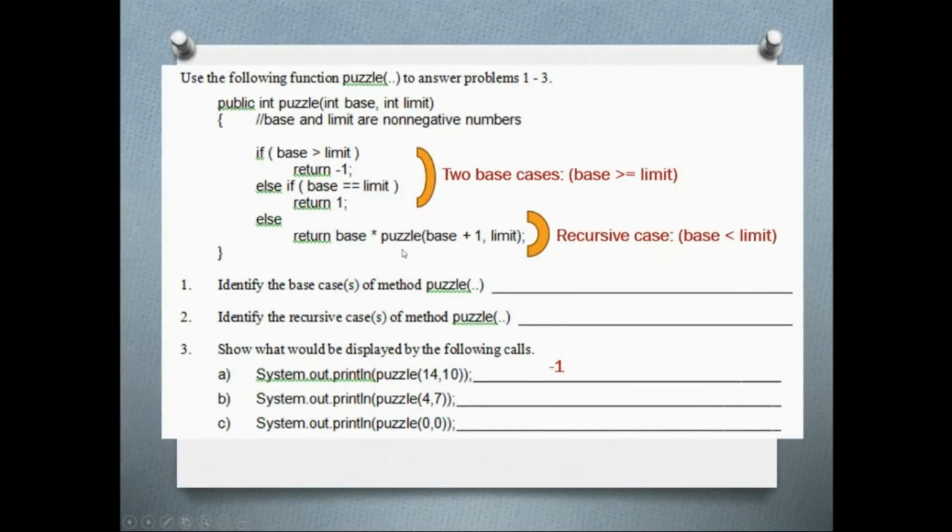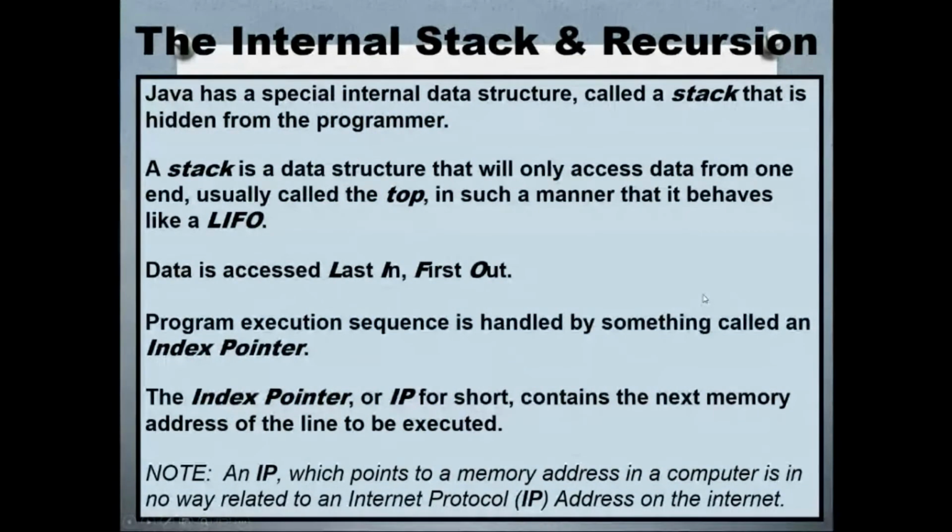Then 5 times puzzle 6, 7. Then 6 times puzzle 7, 7. 7, 7 is 1. So 4 times 5 times 6, so actually 120. You can think about the recursive or the stack.